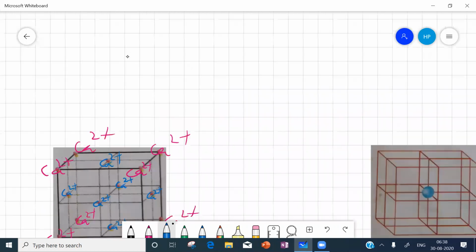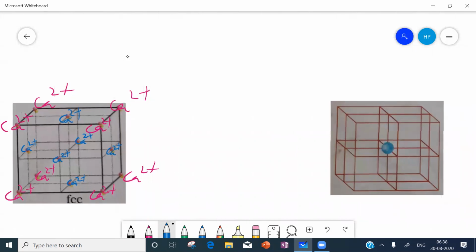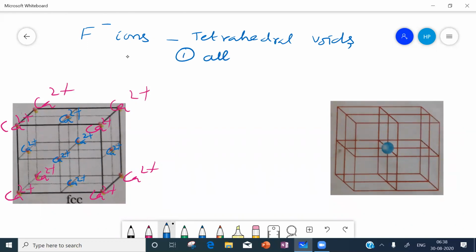Regarding F minus ions, which position do they occupy? Sir, F minus ions occupy tetrahedral voids. Which tetrahedral voids? One possibility, all the tetrahedral voids. Another possibility, alternative tetrahedral voids. One student says alternative tetrahedral voids. We will check that. Now, which one do F minus ions occupy? That we want to see.